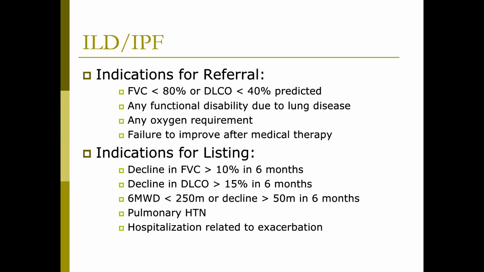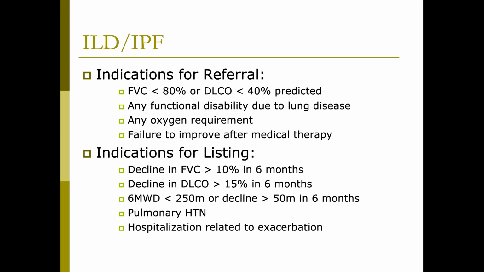For indications for referral: FVC less than 80% predicted, or DLCO less than 40% predicted, basically at the time of diagnosis. So anyone with a diagnosis of IPF will likely have these numbers as their criteria. Any functional disability due to lung disease. Again, I can't imagine someone being diagnosed with IPF and going skiing at the same time. So basically, anyone with a diagnosis of IPF can be referred.